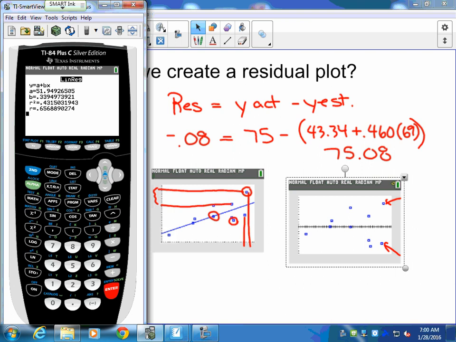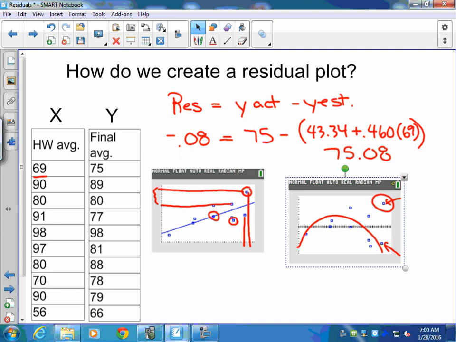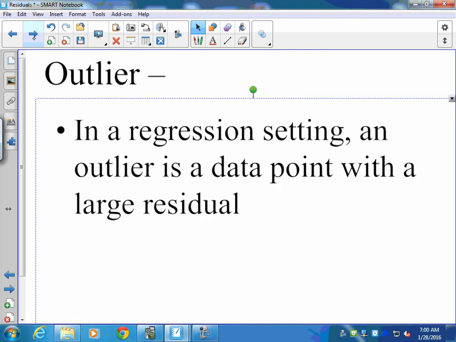And the reason that that would happen is if we take out this point, what do we start to notice? Taking out that point, we start to notice a more obvious pattern in our residuals, which means that this might not be a linear association for this data. Okay, so that's things that we have to be careful of.